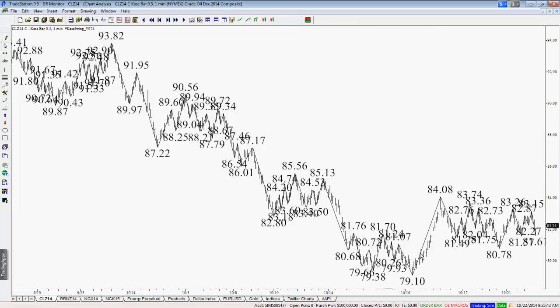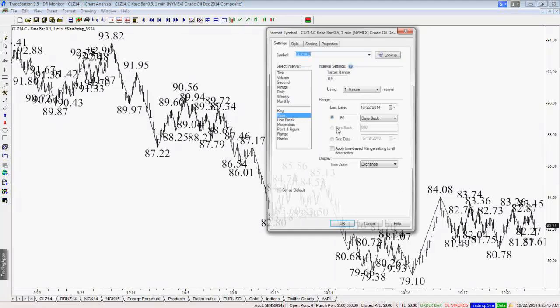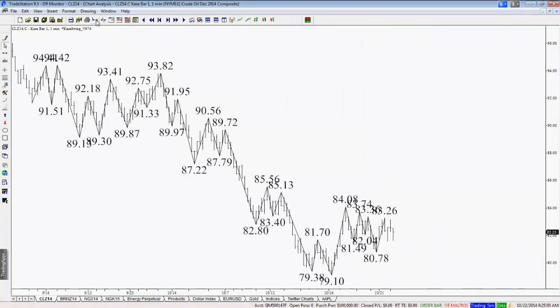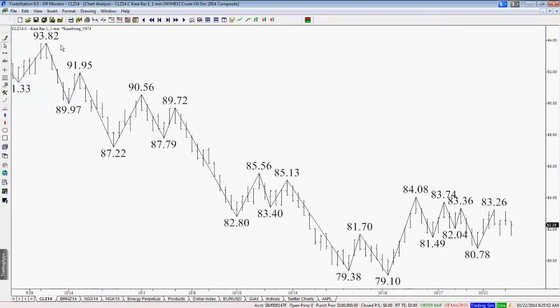Now you can see there's quite a bit of detail here. So I might even move up to something like a $1 Case bar chart on crude oil here. And look how much more detail I have now. Now I can pick the waves 93.82, 89.97, 91.95, 93.82, 87.22, 90.56, 93.82 down to 82.80, 85.56, 93.82 down to 79.10 up to 84.08. I didn't pick 79.38 to 81.70 because 81.70 has been overcome. It's no longer a valid wave.